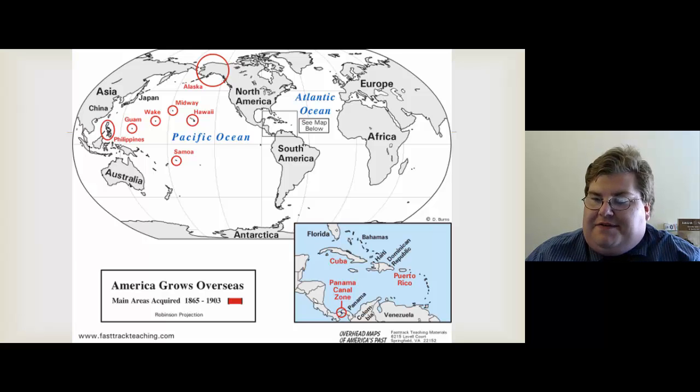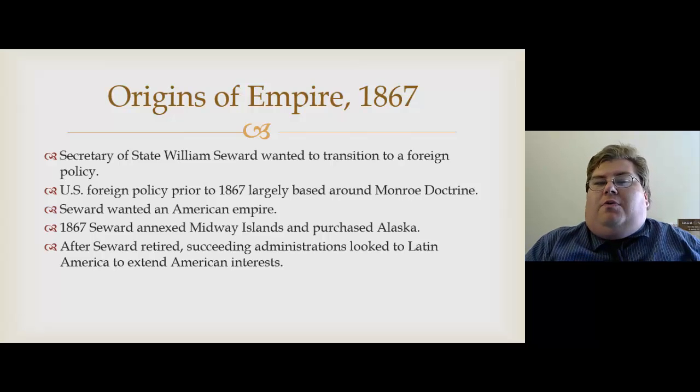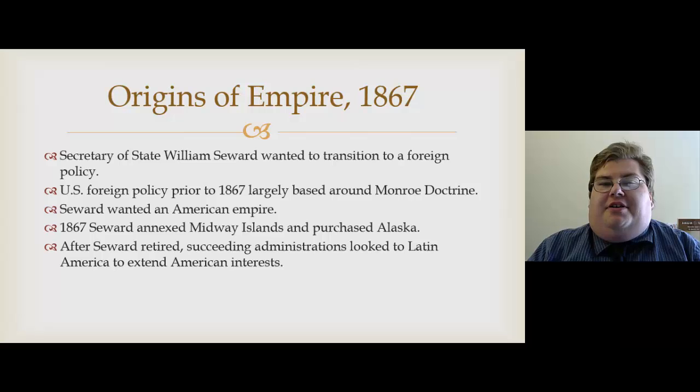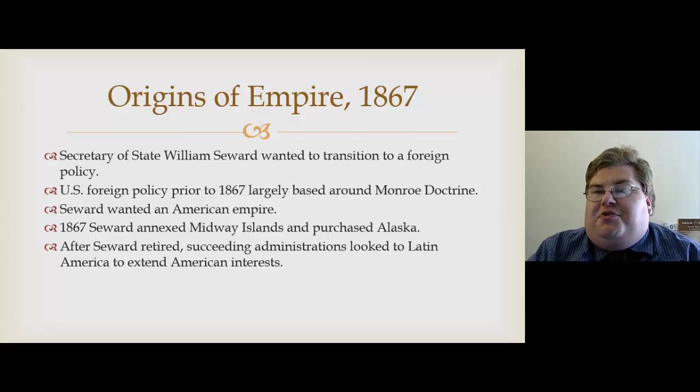The United States arrives particularly late, and it starts because after the American Civil War, William Seward wants to transition the United States, he wants to start having an actual foreign policy. Historically, foreign policy had been built around the Monroe Doctrine of 1824, which said that the United States would not tolerate the involvement of European powers in the Western Hemisphere. We were going to be the dominant power. And that had pretty much been our foreign policy up until this time.